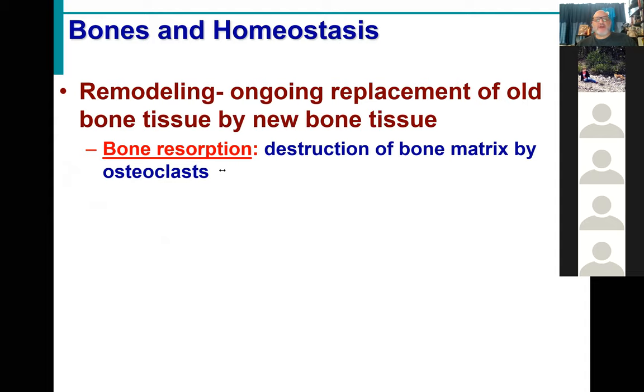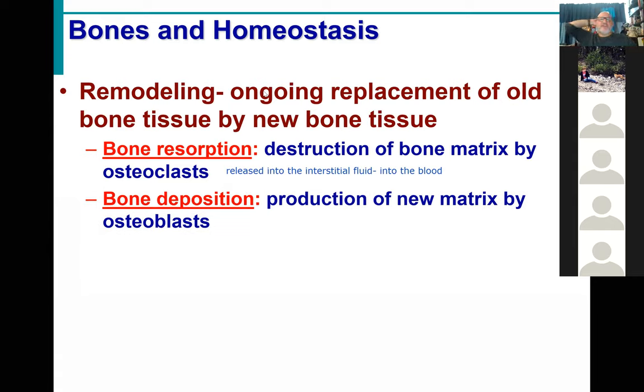When we break down that matrix, it is released into the interstitial fluid. And once it's in the interstitial fluid, where are those materials from the bone matrix going to go? The calcium, the phosphate, the carbonate, the magnesium, when they're broken down and released into the interstitial fluid. Into the blood, absolutely. Excellent, into the bloodstream. You have absolutely the right idea. The second process is bone deposition.